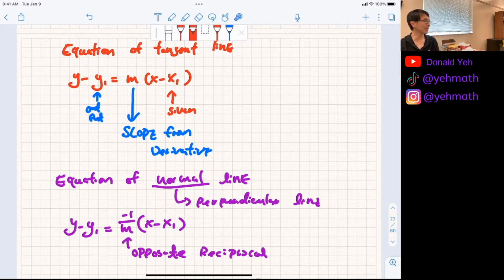You need to know that for the SAT. It's just the opposite reciprocal slope. If you got 3 over 4 as your original slope of the tangent line, then the normal is negative 4/3. Oh, my bad. It's going to be 4/3.